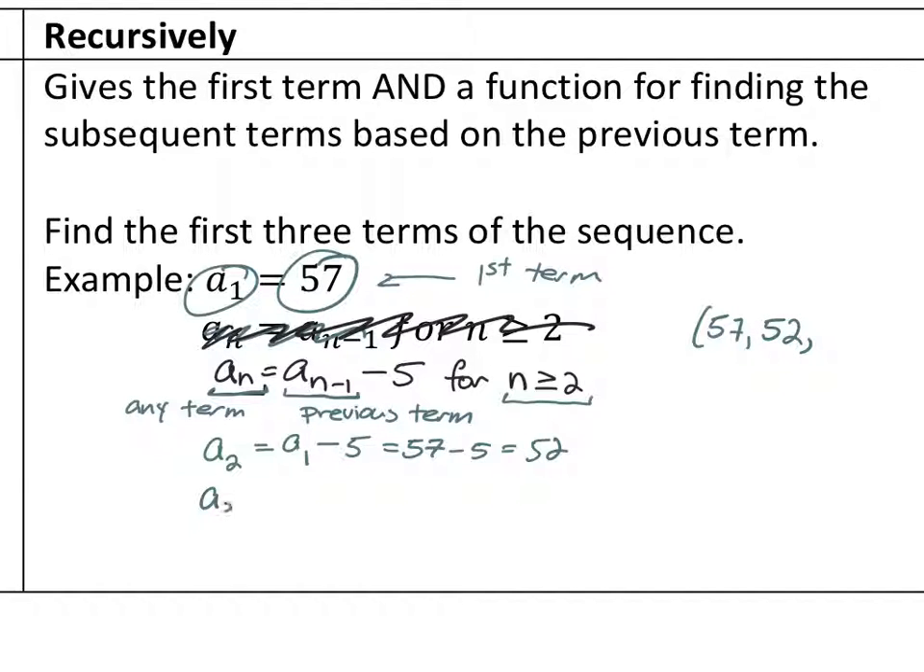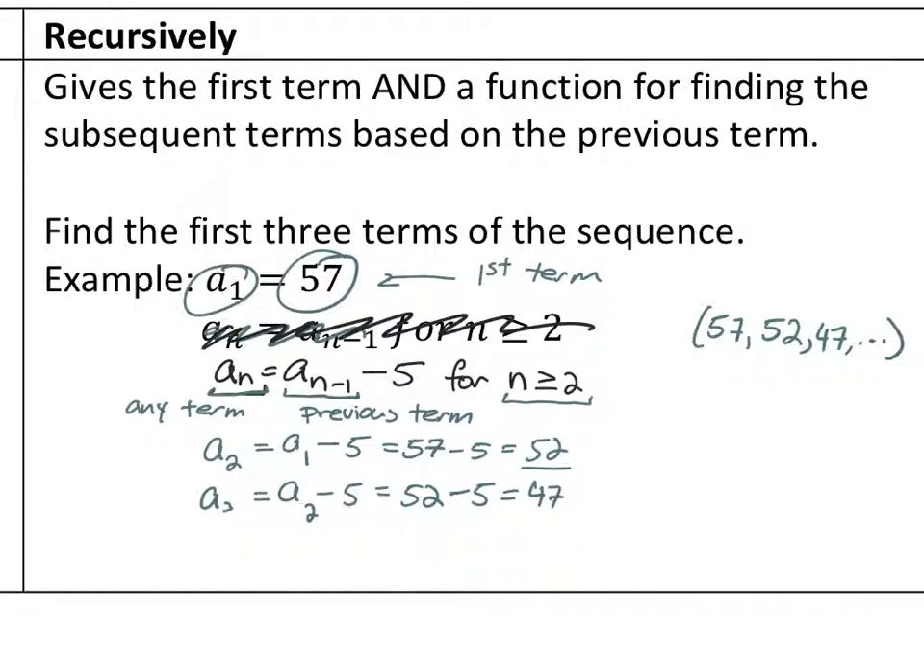Now we want the third term, so a sub 3. Well, you don't have to write this part, but it's just a sub 3 minus 1. Well, a sub 3 minus 1 is a sub 2. So that's why that's the notation for the previous term. So subtract 5. If I need a sub 2, I just found it on the last problem. It's 52 on the last term. Minus 5 equals 47. Right? And so on from there.